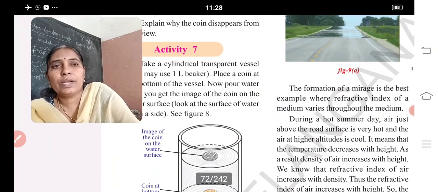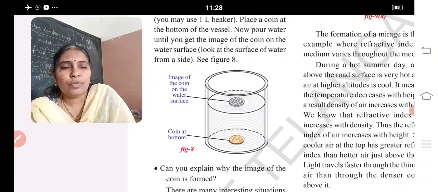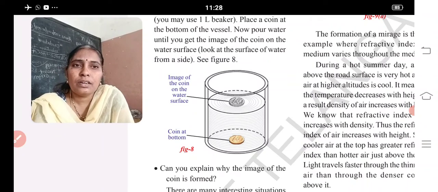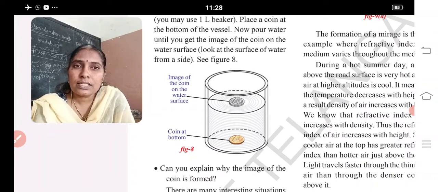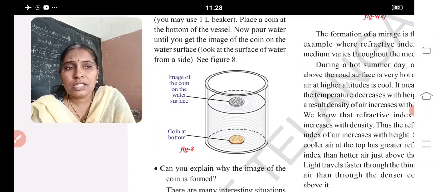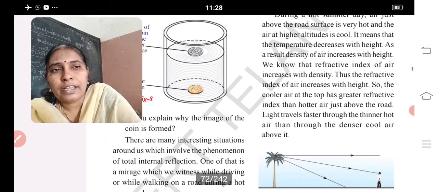mirage. Already I explained to you about mirages, and before that let me talk about the diagram here. Take a tumbler and place a coin at the bottom of it and observe the coin. Move aside and move apart from that coin such that you are not able to see the coin. Now ask your friend to fill it with water. You can see the coin as an image on the top surface. So this is also one example of refraction.